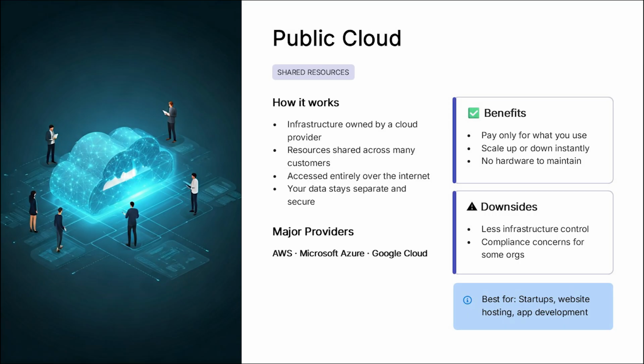So first, let's start with public cloud. In public cloud, the infrastructure is owned by a cloud provider. Resources are shared between multiple customers. You access everything over the internet. Now, some examples of real-world providers: Amazon AWS, Microsoft Azure, Google Cloud. Even though resources are shared, your data is still kept separate and secure. Now, analogy, this is like staying in a hotel. Many people use the same building, but each person has their own room.